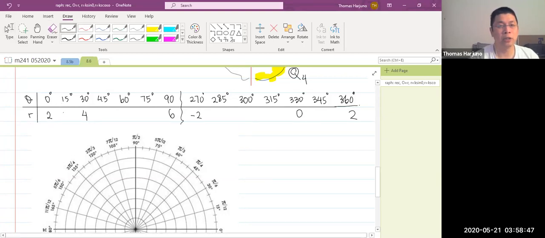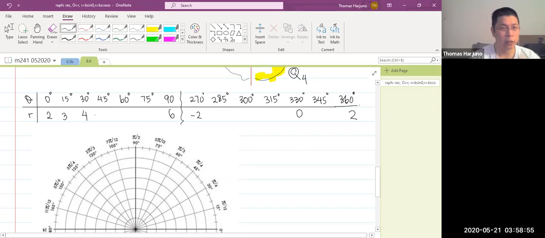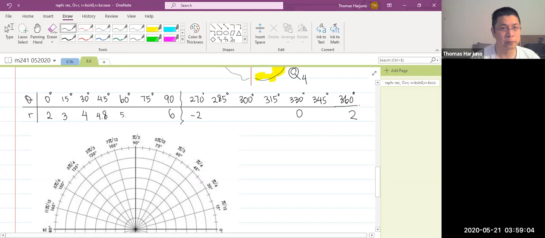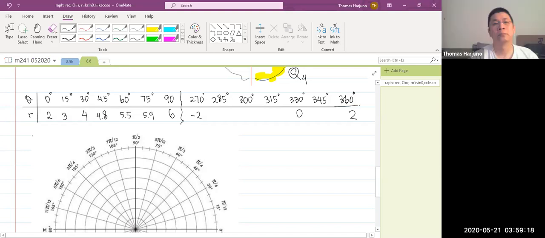So what is the radius? What is the r at 15 degrees? 3.0. Let me just call that 3. 45 degrees, 4.8. 60 degrees, 5.5. 75 degrees, is it 5.8 or 5.9? 5.9. Okay, you know what? Let me do the one in quadrant 1 first. I will do quadrant 4 later on.